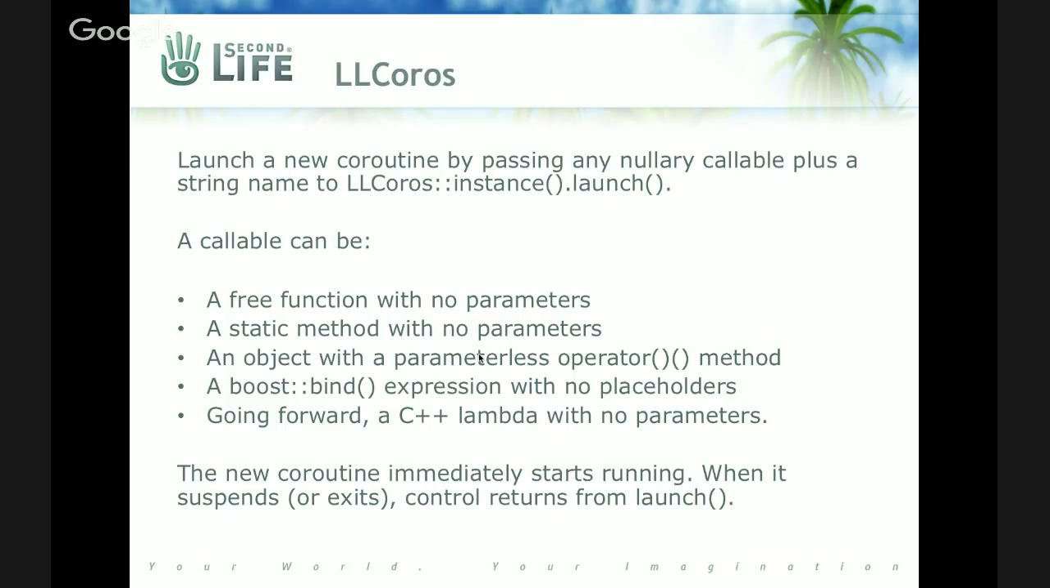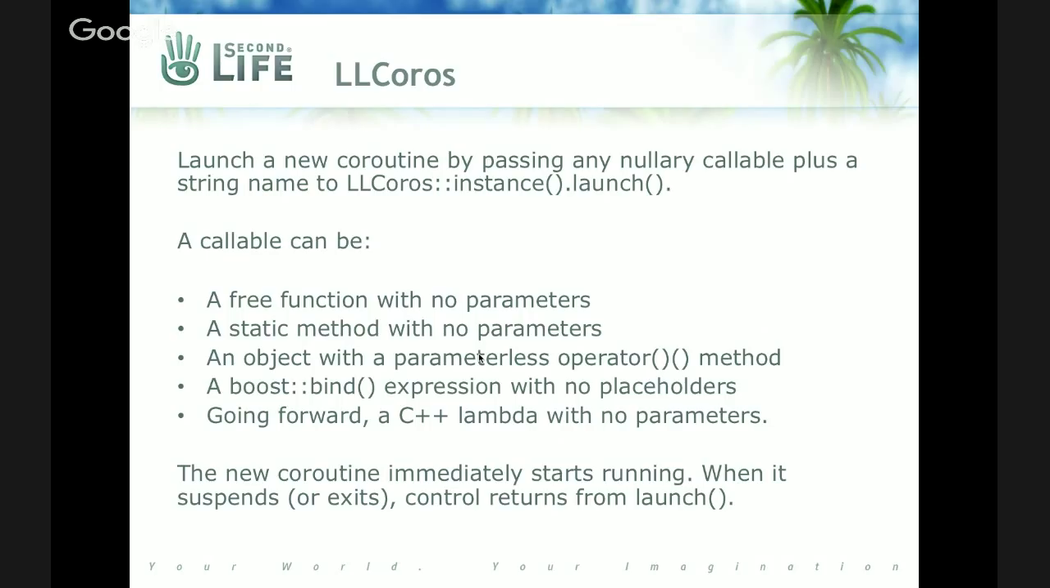A callable, a free function with no parameters. It could be a static class method with no parameters. It could be an object with a parameterless operator(). It could be a boost bind expression. And, pro tip, what boost bind returns is literally an object with a parameterless operator() method. What is even cooler is that as soon as we allow ourselves to use C++11 features, a C++ lambda will also work as a callable in this context.